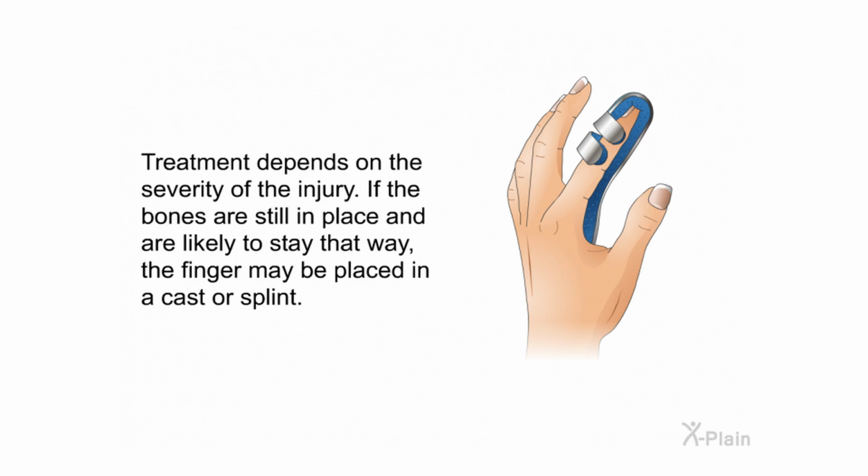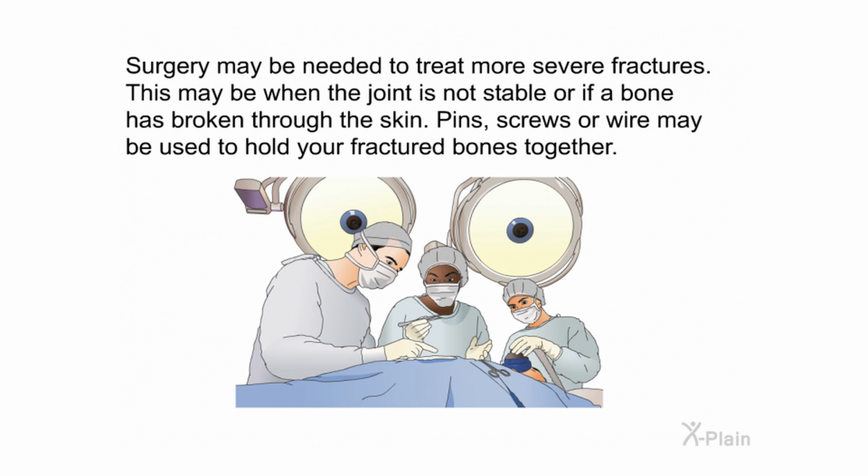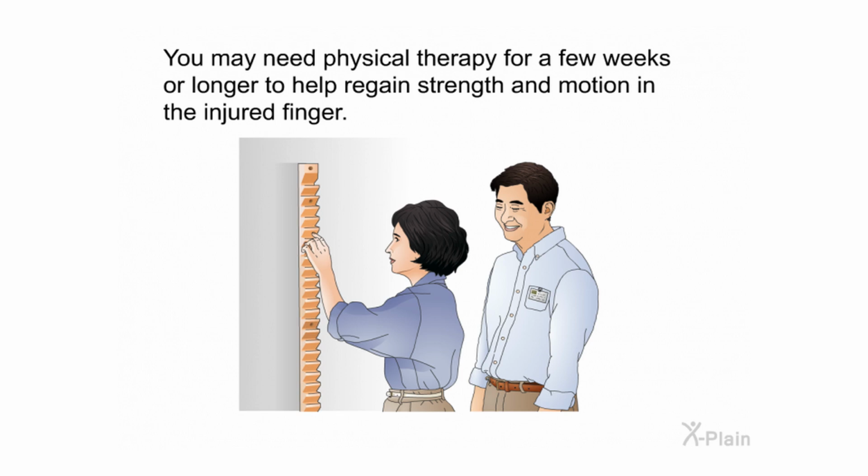Treatment depends on the severity of the injury. If the bones are still in place and are likely to stay that way, the finger may be placed in a cast or splint. Surgery may be needed to treat more severe fractures. This may be when the joint is not stable, or if a bone has broken through the skin. Pins, screws, or wire may be used to hold your fractured bones together. You may need physical therapy for a few weeks or longer to help regain strength and motion in the injured finger.